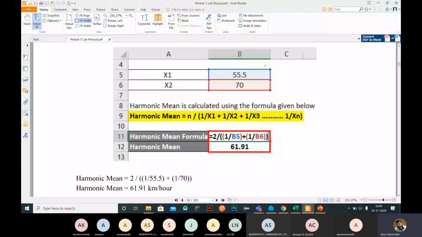I hope you got the concept, right? So this is the equation. There are 2 items: 2 divided by 1 by the first item plus 1 by the second item. This is the harmonic mean. Is that clear? Arithmetic, geometric and harmonic mean. Any questions?